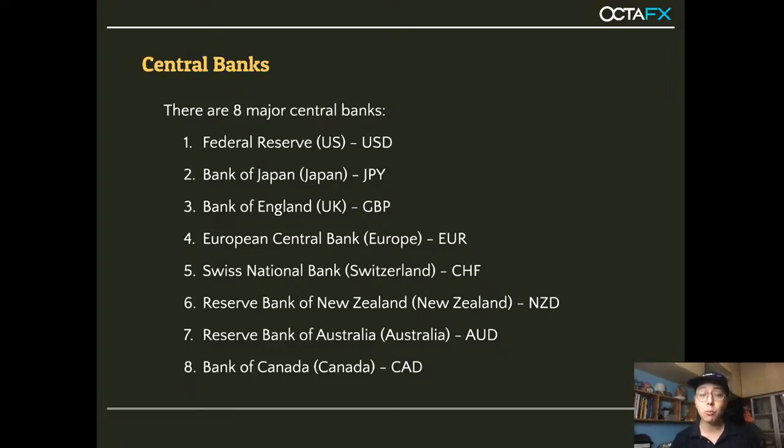Okay, so in short, we call it the Fed, FED. Your Japanese currency is your Bank of Japan, BOJ, and then for the pound, you have of course Bank of England, BOE. Okay, euro is your European Central Bank, ECB. Swiss franc is of course SNB, Swiss National Bank. New Zealand is RBNZ, Australia is RBA, and of course the last one here, Canadian, is Bank of Canada.